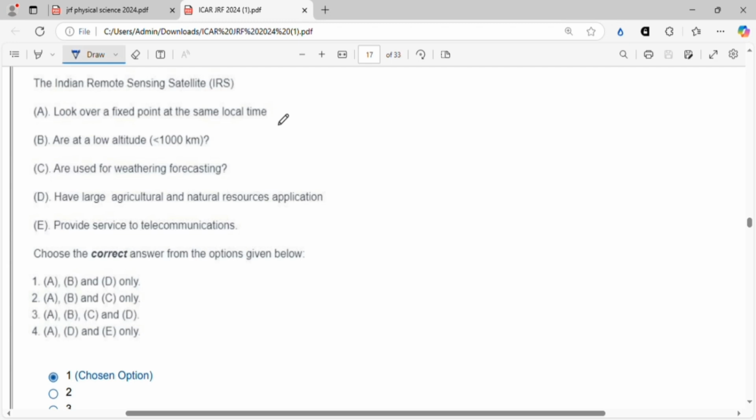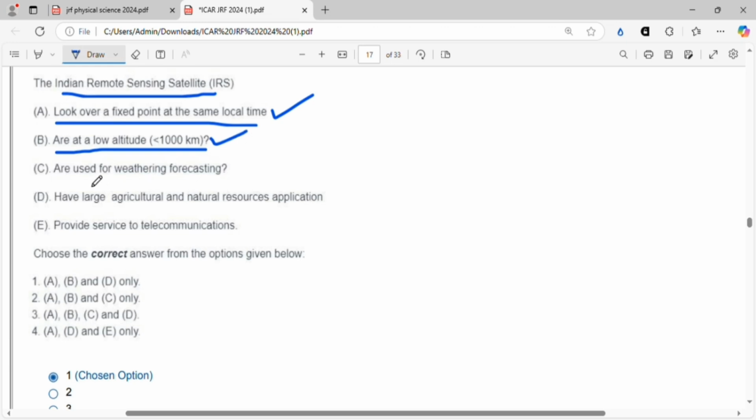So here they have given some statements about the Indian remote sensing satellites, and there is no concept related to this. You just have to know this to answer it. So let's go for the answer. Indian remote sensing satellites look over a fixed point at the same local time. This is true. Are at a low altitude of less than 1000 kilometers. That is also true. Used for weather forecasting. That is incorrect. IRS is not used for weather forecasting. It has large agricultural and natural resources application. This is also true. Provided services to telecommunication. No, telecommunication services are not provided by IRS. So the correct answer will be A, B, and D.